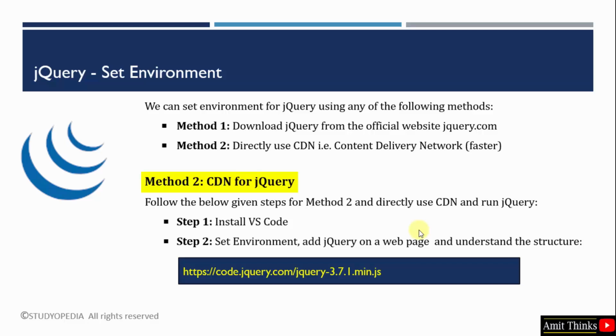With that, we can also see the output in a web browser. As I said, we'll be installing VS Code. Then we will set the environment, and jQuery will be added in a web page. First, let us see how to install VS Code. Let's start.